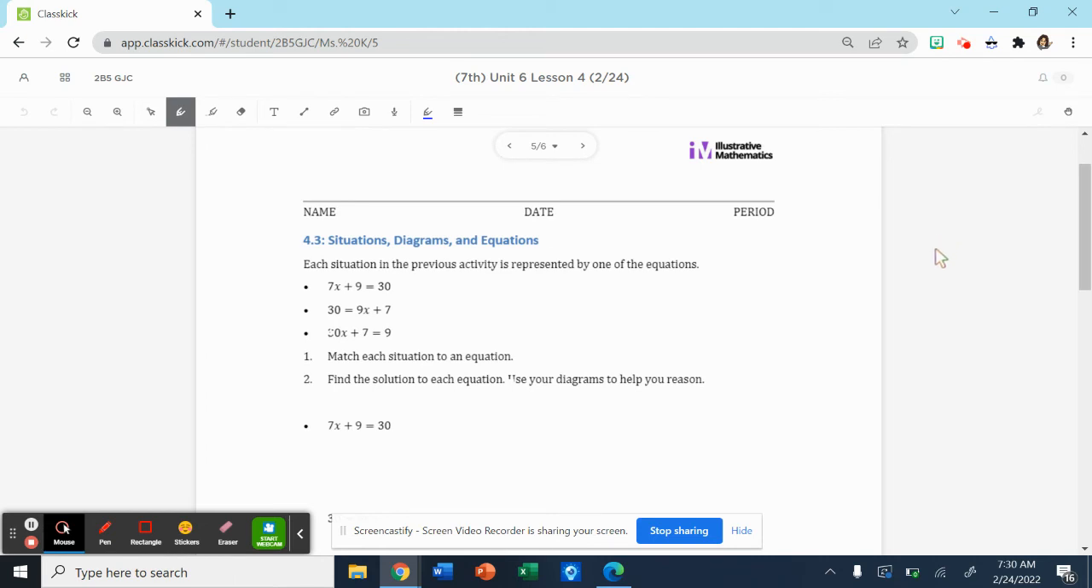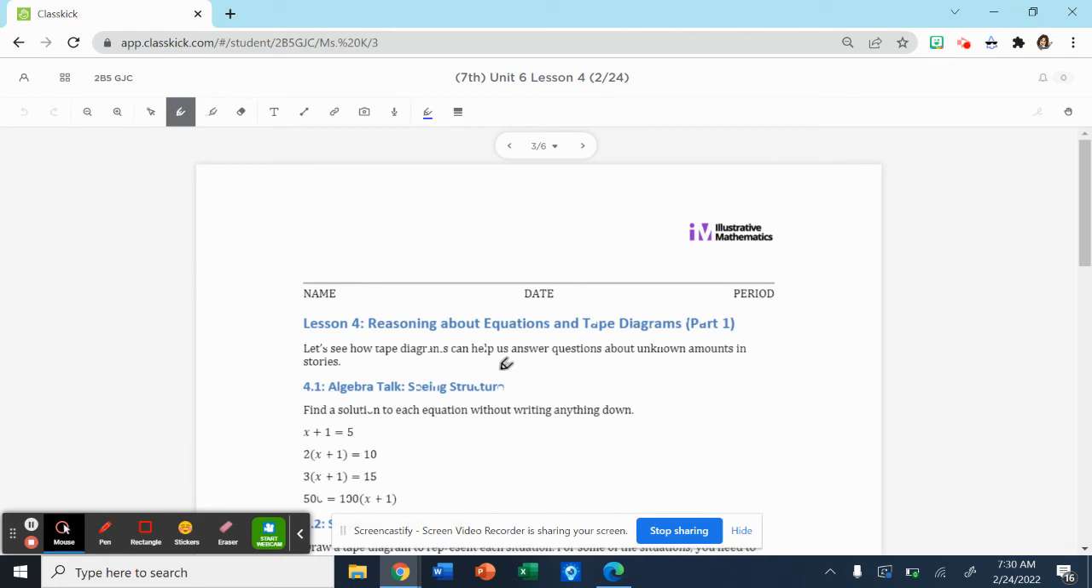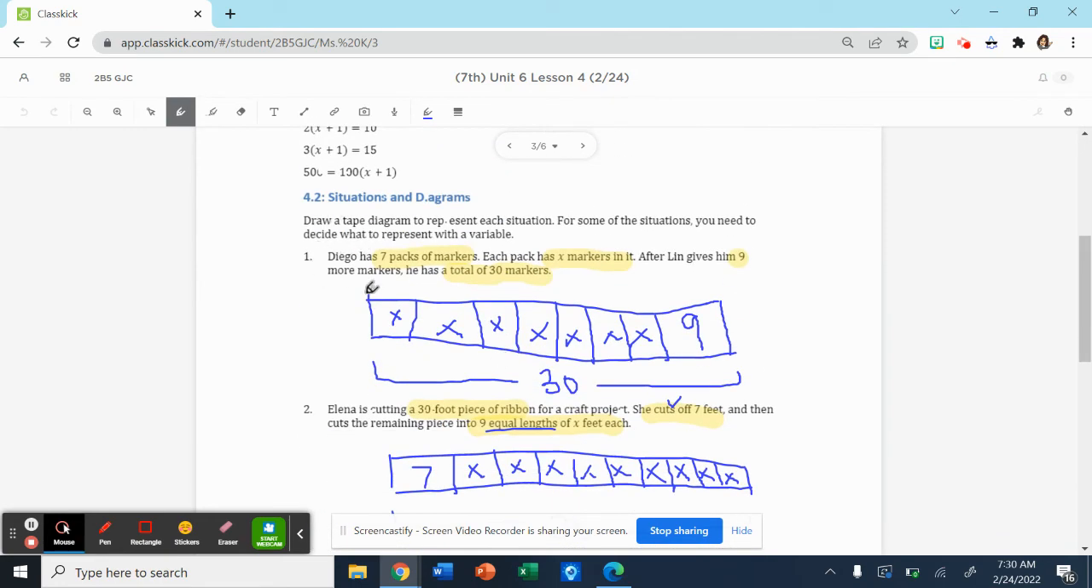Our final step today is 4.3. Each situation in the previous activity is represented by one of the equations. Match each situation to an equation. We're not going to worry too much about question 2 today. We're just going to focus on matching each situation to an equation. If you go back to slide 3, let's look at 1 first.